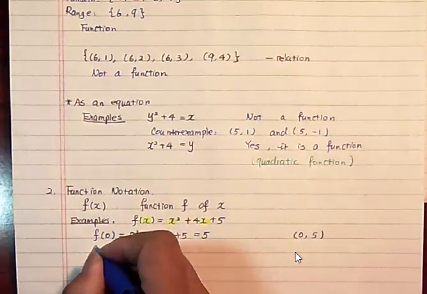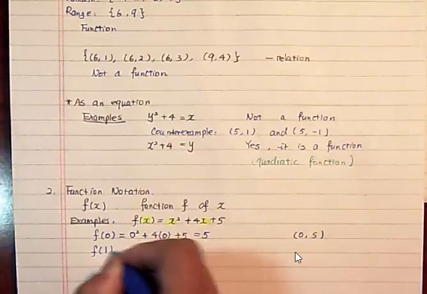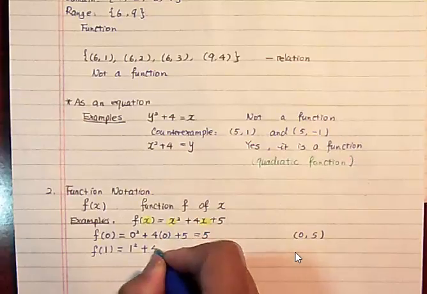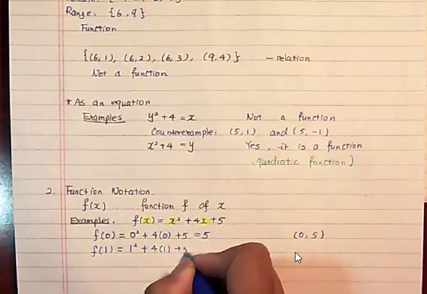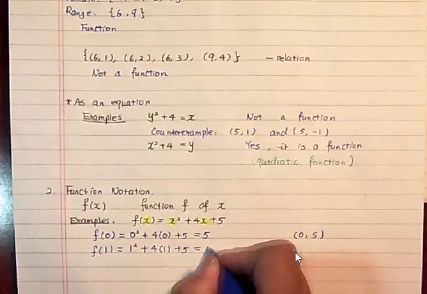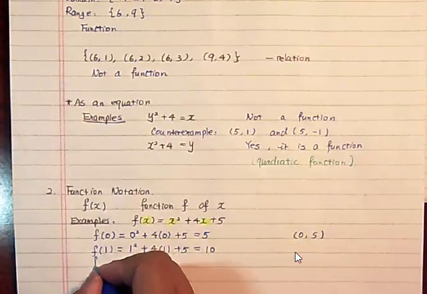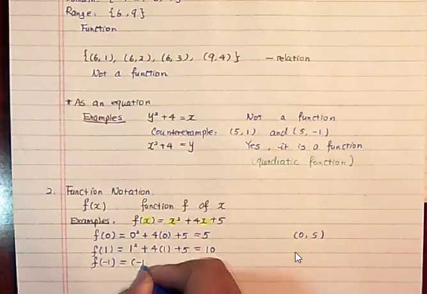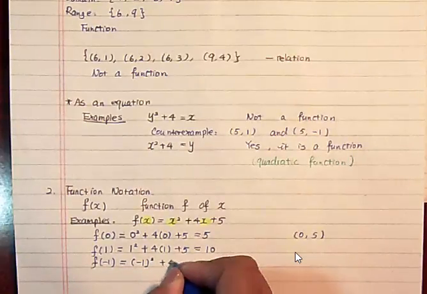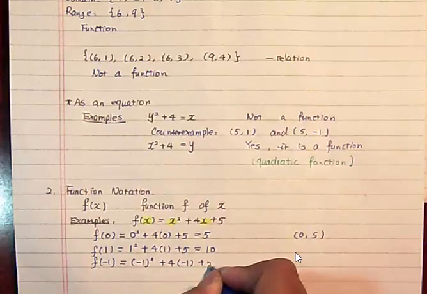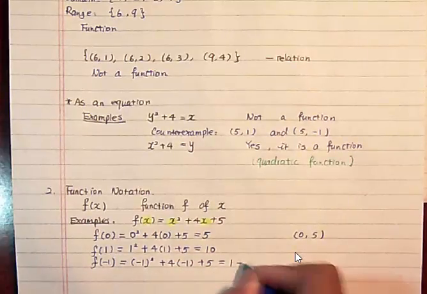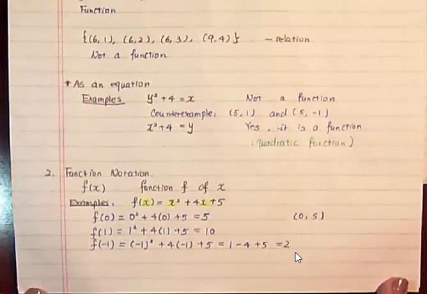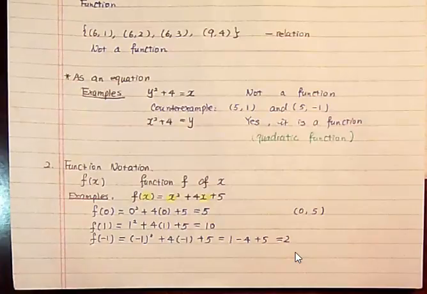Let's take a look. How about f of 1? f of 1 means input squared, which is 1 squared, plus 4 times the input, which is 1, plus 5. So that gives us 10. How about the input? Let's change to -1. So the whole input is (-1) squared plus 4 times -1 plus 5. So that's the same as 1 minus 4 plus 5. That will give us 2. So when the input is -1, the corresponding output is 2.